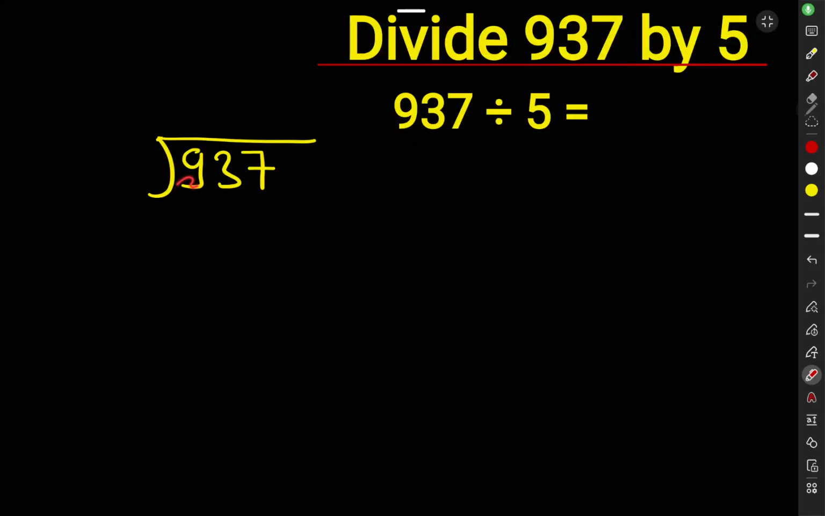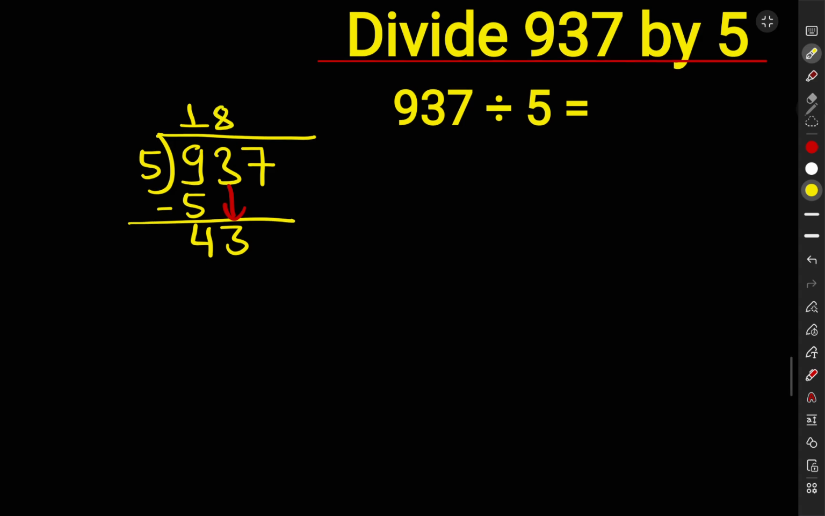We divide 937 by 5 in long division method. 5 times 1 is 5. On subtracting we get 4. So now we put down this 3 and it is 43.